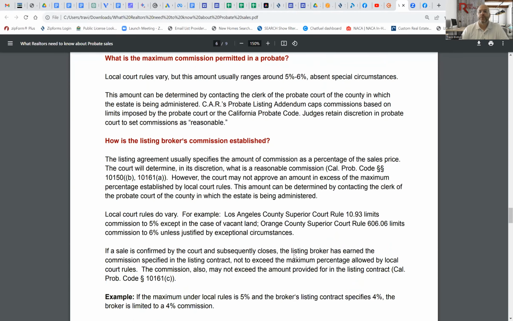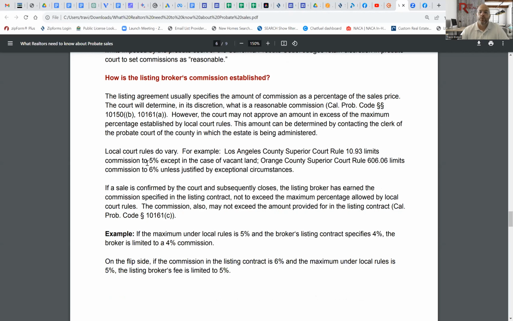How is a listing broker's commission established? The listing agreement usually specifies the amount of commission as a percentage of the sales price. The court will determine in its discretion what is a reasonable commission. However, the court may not approve an amount in excess of the maximum percentage established by local court rules. This amount can be determined by contacting the clerk of the probate court in the county in which the estate is being administered. Local court rules do vary.